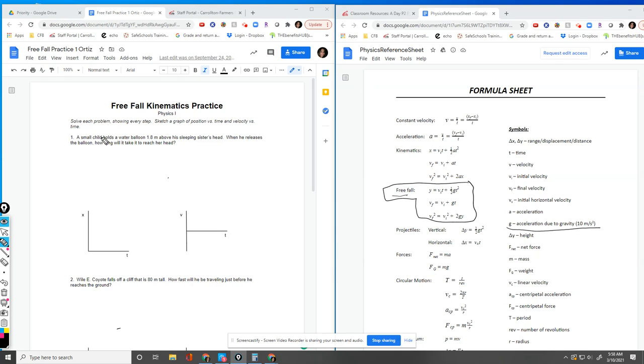All right, so right here you have a small child holds a water balloon 1.8 meters above his sleeping sister's head, okay? So we got this little kid right here kind of like not being very nice, right? And it's having a balloon right here. And that balloon is going to fall on this girl that is sleeping. Oh my gosh, this is an awful picture. These are extremely long arms, but it doesn't matter. You get the point.